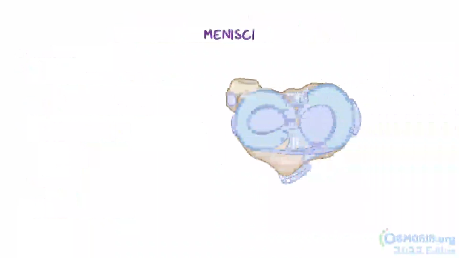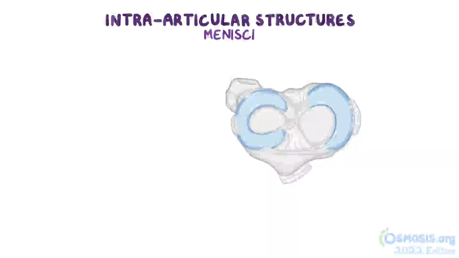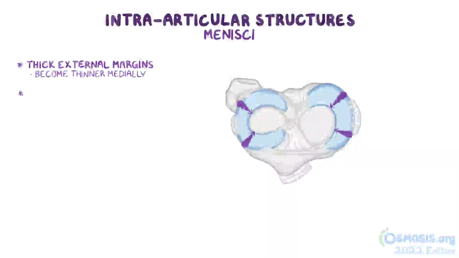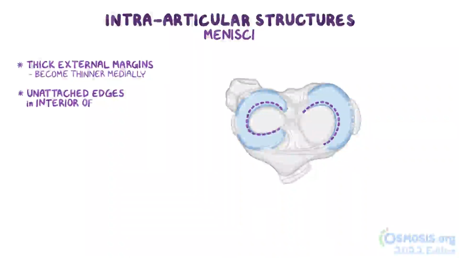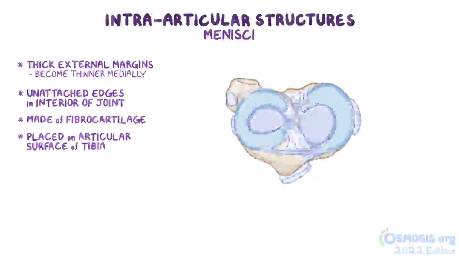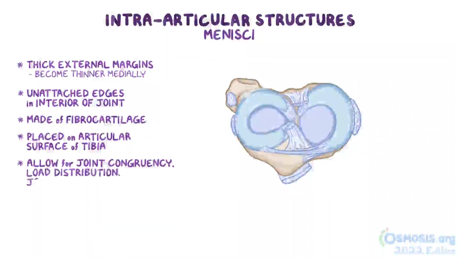And now for the two menisci of the knee joint, which are small, C-shaped discs found within the synovial cavity that are considered intra-articular. The menisci have thick external margins which become thinner as you move medially, and unattached edges in the interior of the joint. The menisci are made of fibrocartilage and are placed on the articular surface of the tibia and function to allow for joint congruency, load distribution, and joint stability of the knee.